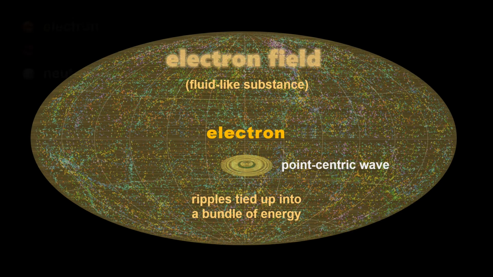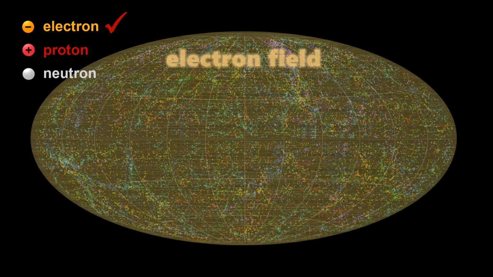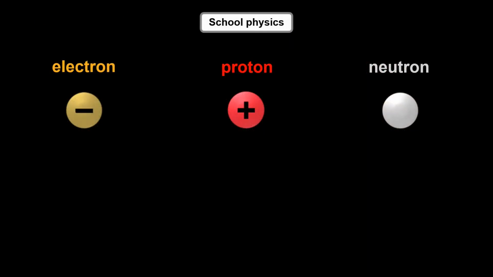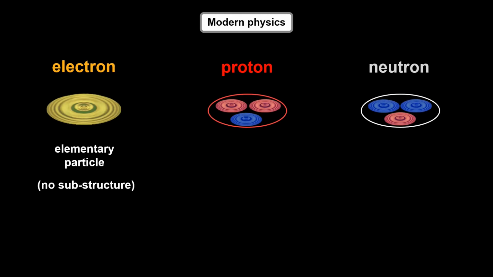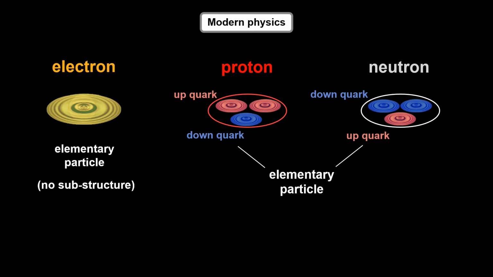So now we have met the electron field, but is there also a proton field and a neutron field? No. Fields only exist for elementary particles, or particles without a substructure. Protons and neutrons are not elementary. In modern physics, they have a substructure, which was discovered in the 1970s. A proton comprises 2 up quarks and a down quark, while a neutron comprises 2 down quarks and an up quark.